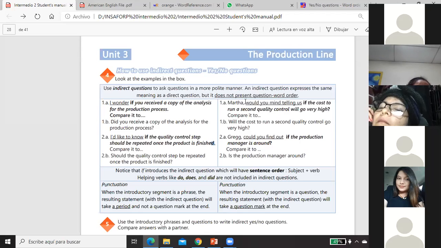On the other hand, would you mind, an auxiliary, all right? Would you mind telling us? Question mark. Could you find out if the production, could you find out? That's a question, all right? So we use a question mark. Look at the difference. No question mark. I wonder. Verb, not auxiliary, right? Okay, but your examples look pretty good. They look really good. I like them very much.